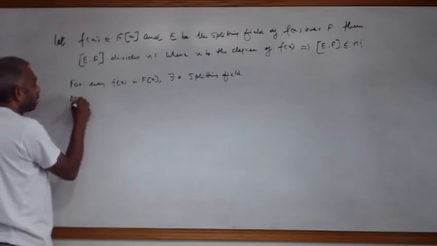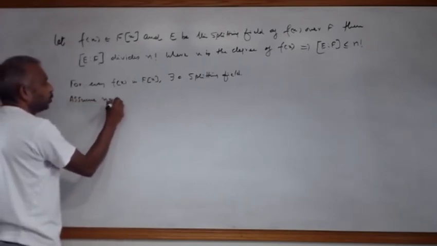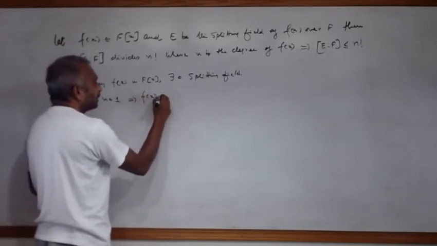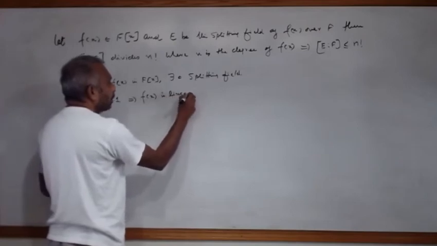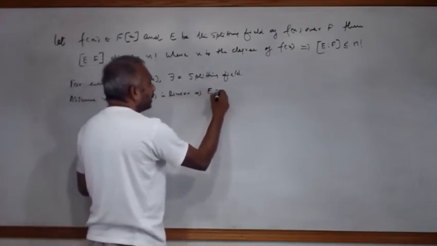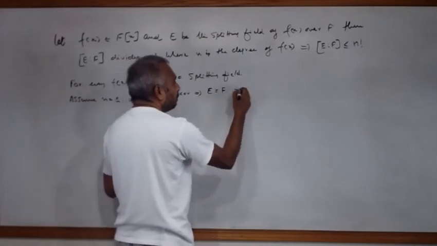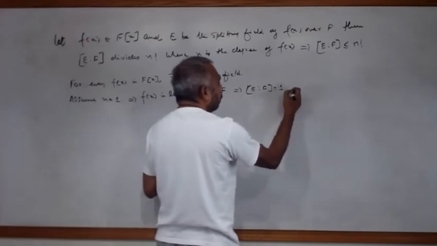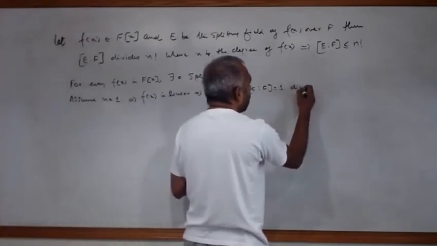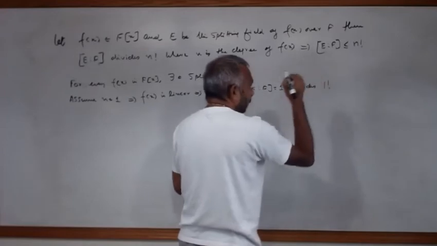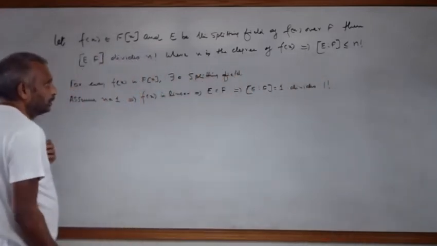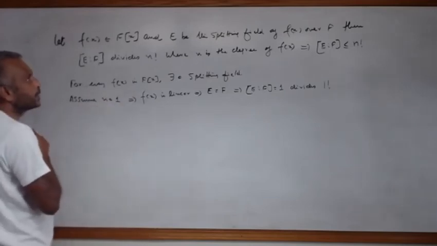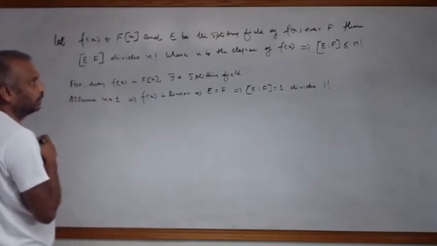Assume that n is equal to 1, which implies f of x is linear, and which implies E is equal to F, and which implies [E:F] is equal to 1, and that divides 1 factorial. So for n equal to 1, the result is trivial.